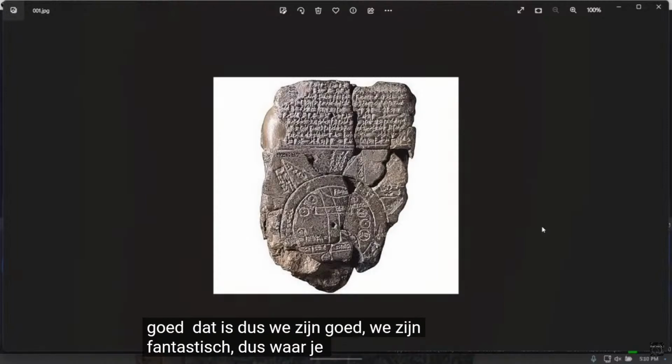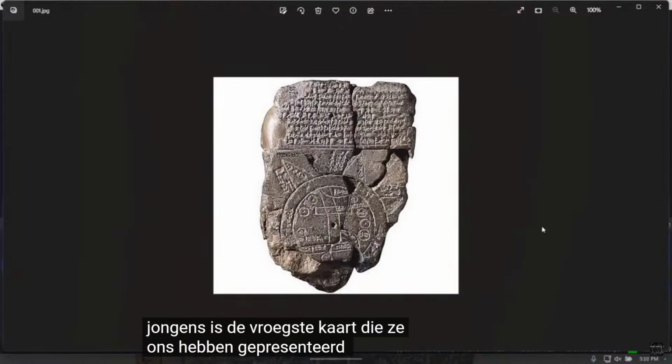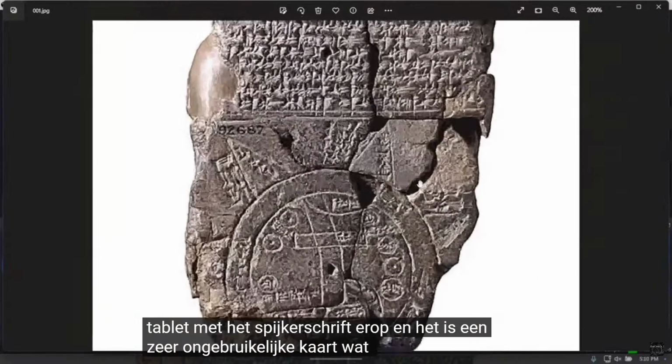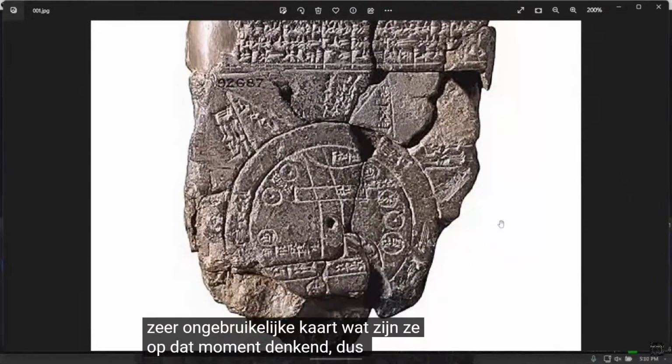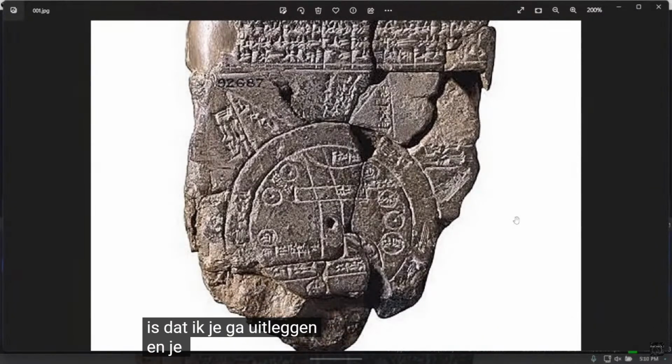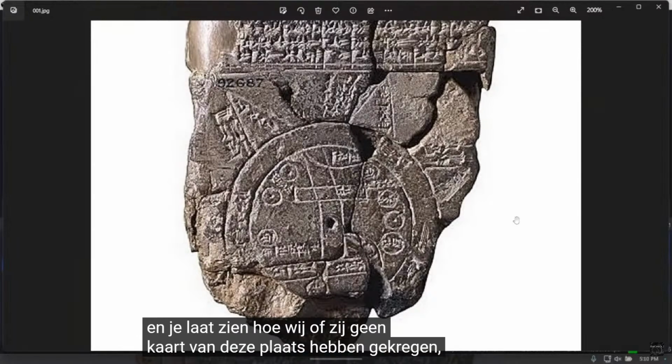We're fantastic. So what you're looking at here, guys, is the earliest map that they have presented to us, and it is a Babylonian tablet with cuneiform on it, and it is a very unusual map. What are they thinking at the time? So what I'm going to present along the way is I'm going to explain to you and show you how we, or they, have not got a map of this place.